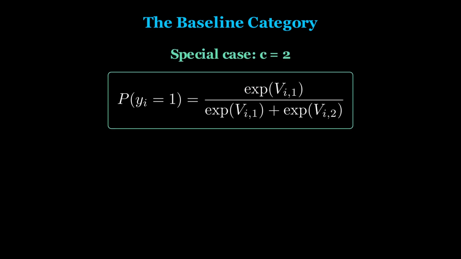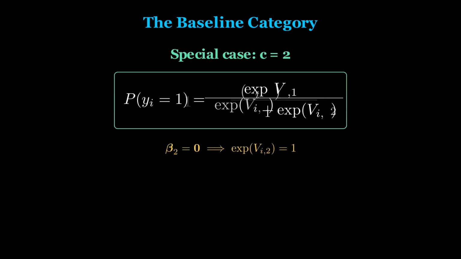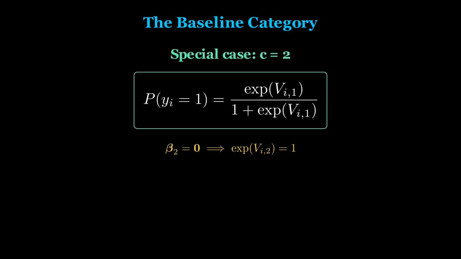Suppose there are only 2 categories, so C equals 2. Then the probability of category 1 is the exponential of Vi1 divided by the exponential of Vi1 plus the exponential of Vi2. Category 2 is now the baseline, so beta 2 is 0, which means the exponential of Vi2 is just 1. Substituting that into the denominator leaves the exponential of Vi1 over 1 plus the exponential of Vi1.